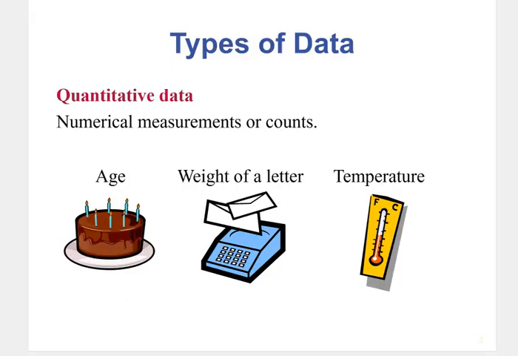Right, there is also quantitative data. Quantitative is a number. It's a measurement or a count of some sort. So like how old you are, how much does this letter weigh, what is the temperature outside? Okay, these are all things that we can talk about in terms of numbers.